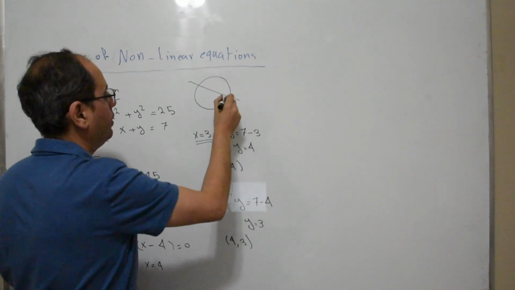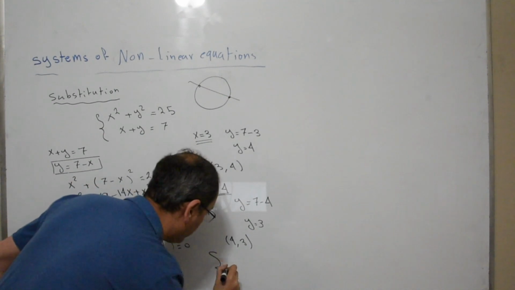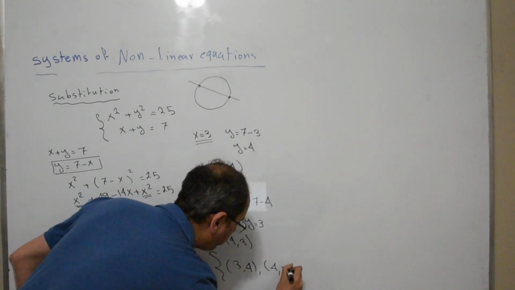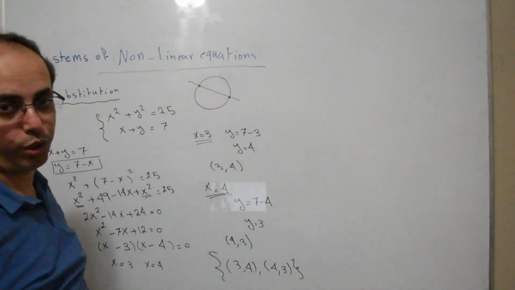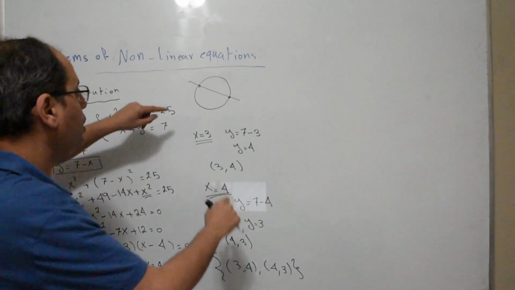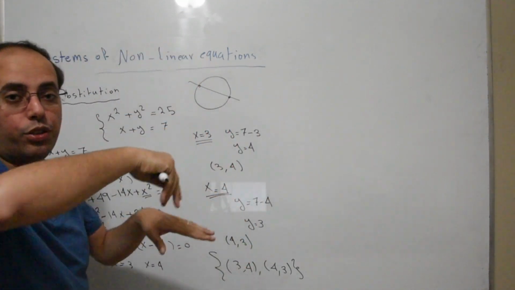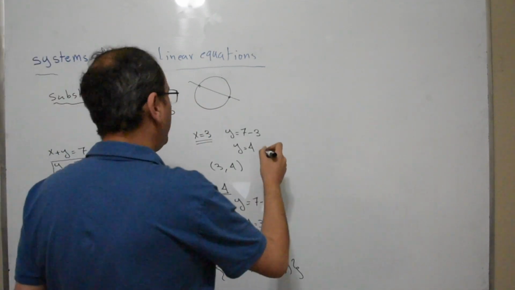So I have two solutions. So now the solutions are 3 and 4, and 4 and 3. So I have 2 points where the line intersects the circle. And this is logical. The line is not out of the circle either here or there. It intersects the circle in these 2 points. I hope that this is clear. Let's get another example.